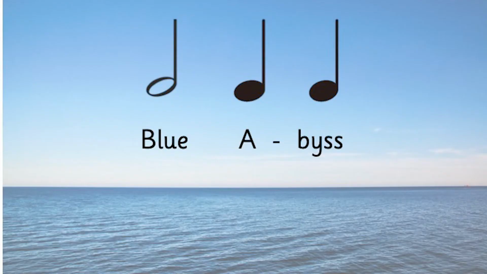Have a look at this one. This one says blue abyss, but you might spot a minim and then 2 crotchets. So the minim is worth 2 beats, and that's the word blue. So the word blue is going to last for 2 beats, and then abyss is going to be 2 crotchets because it's got 2 syllables in it. Each syllable can be 1 beat. And that sounds like this. Blue abyss. You try it. Blue abyss. Well done.